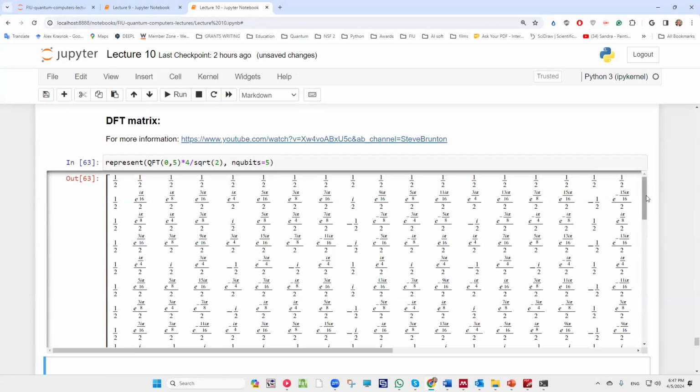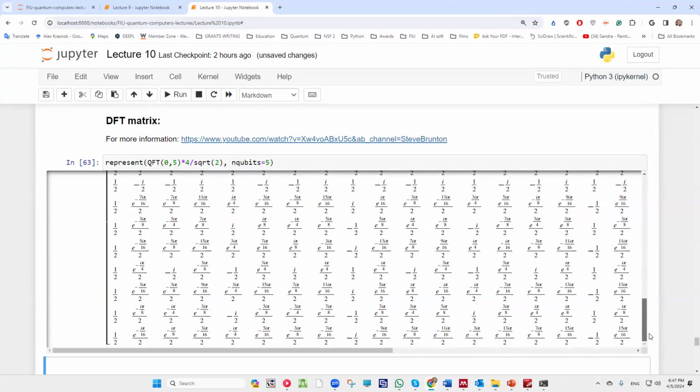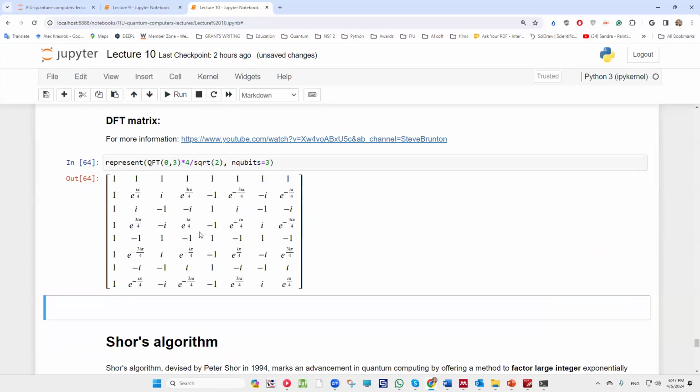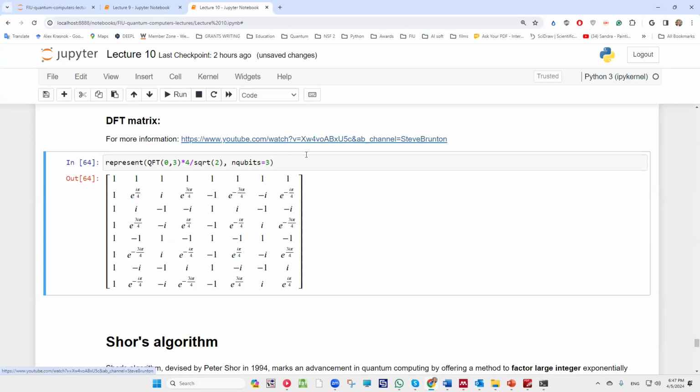Yeah, so it's like a big matrix like this. The purpose of this matrix, again, is to find some kind of periodicity. You see these exponential functions here, they account for the periodicity. So watch the video here or some other resources.